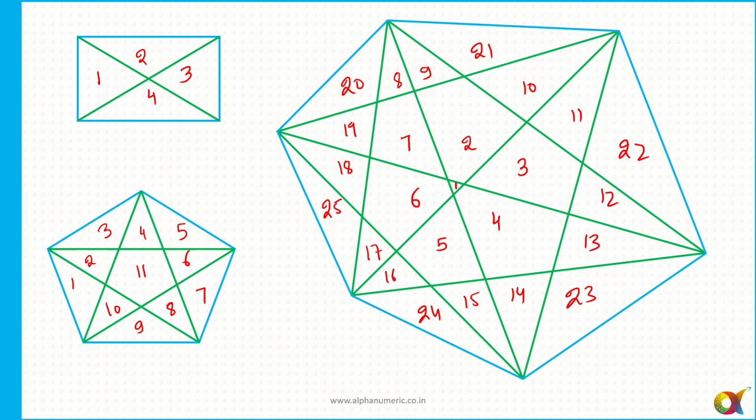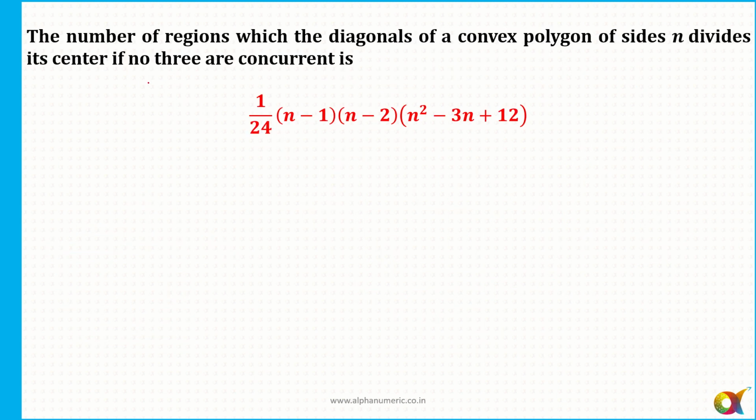Similarly, if I ask you, what if there is a heptagon or maybe an octagon or nonagon or decagon? It can be any polygon here. So in general, the formula is this one here. The number of regions into which the diagonals of a convex polygon of n sides divide its interior, if no three are concurrent, is given by (n minus 1)(n minus 2)(n square minus 3n plus 12) upon 24.